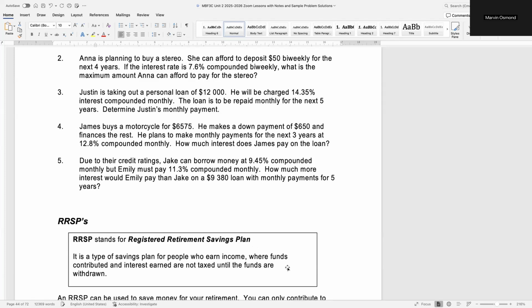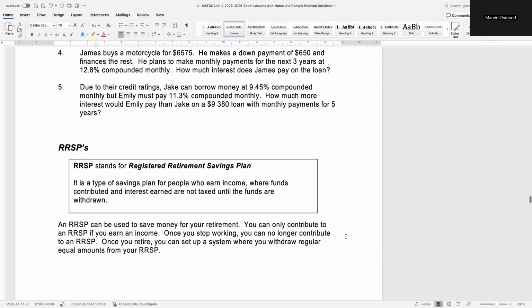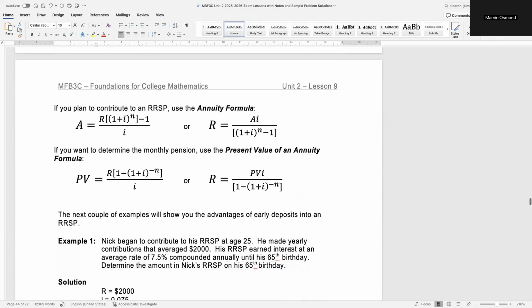Okay. And the idea too is when you retire, you probably have less debt. So you probably don't owe as much money, and you're not going to need as much money to survive or to live on. So you don't need as much. You can take less out than you put in, and then pay less tax on it, if you have to pay income tax on it. Okay. So that's an RRSP.